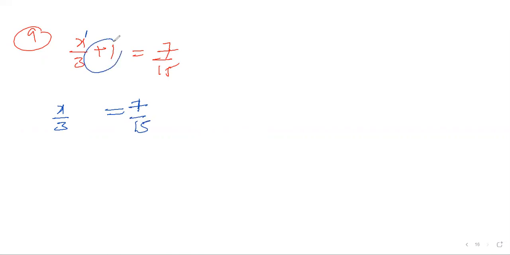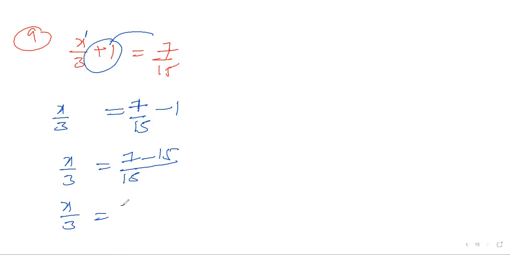Plus 1 is there. First you shift addition and subtraction terms, and after that give preference to division and multiplication. So plus 1 you send to the other side, it becomes minus 1. So x by 3 is equal to 7 by 15 minus 1, first you simplify. Take the LCM, which is 15. 7 minus 15 will come, so x by 3 is equal to minus 8 by 15.